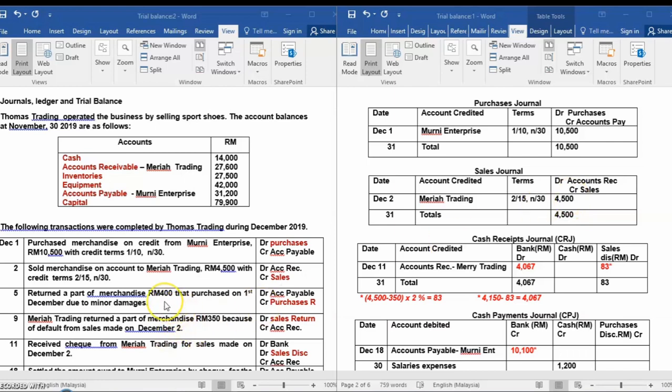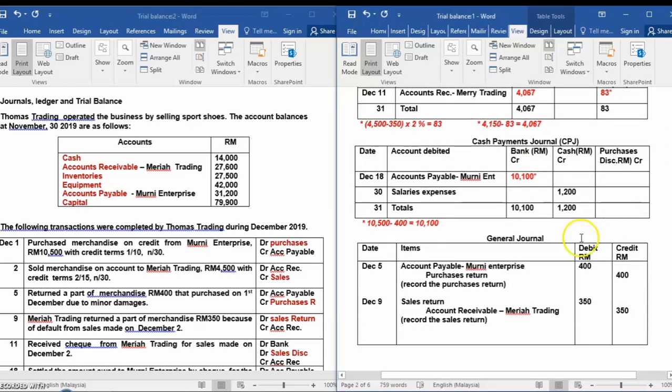The next transaction, 5th of December, return a part of merchandise RM 400 for the purchase on 1st December. So debit account payable, credit purchase return. We have to record in the general journal. So we look at the answer here. Debit account payable and credit purchase return 400.